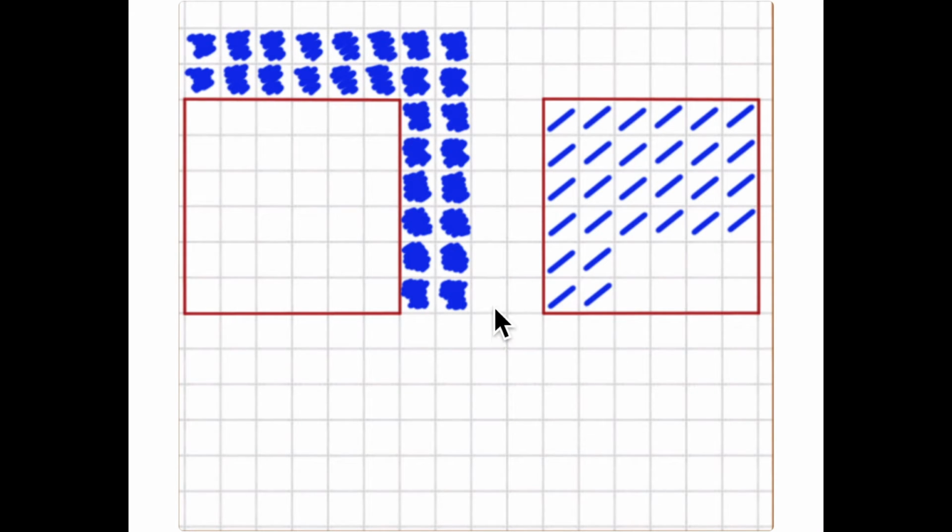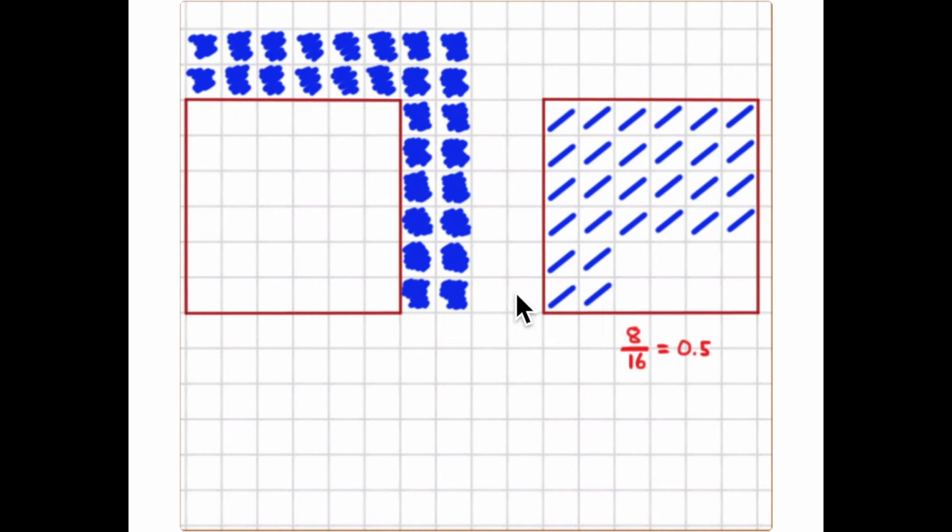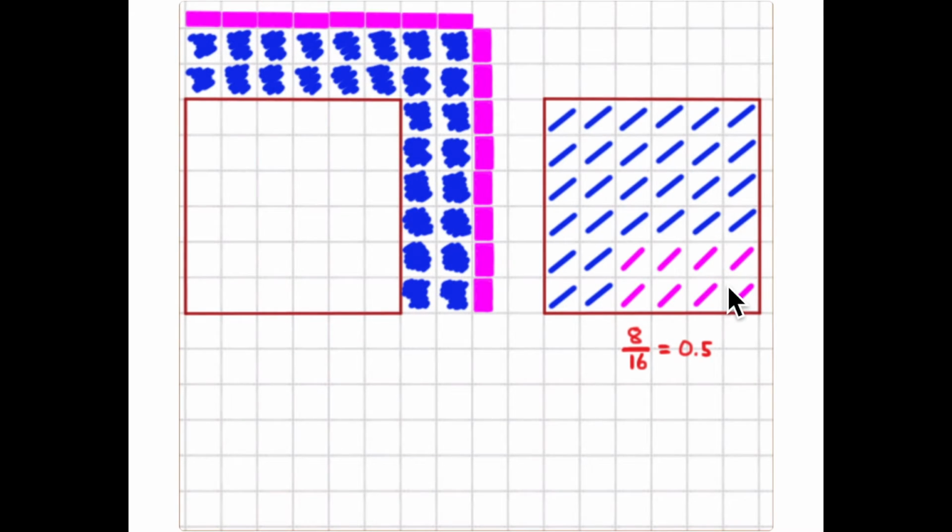And I'm going to spread those 8 small squares across 16 squares. So it's 8 this way, and it's 8 this way. So that's 16 total squares. So that means that each of these squares is going to get a half of one of these squares. So I take these 8 squares, divide them up, and here's a half for each of those 16 squares.